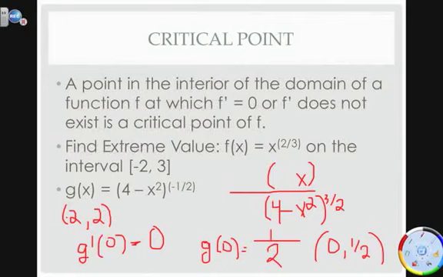You could test some points that were really close to 0. If you plugged in 0.1 on both sides, you would notice that they're bigger than 1/2. Because they're bigger on both sides of 0, you would have known that this was a minimum value. And if you had graphed it already, you would have seen that this is obviously a minimum point.